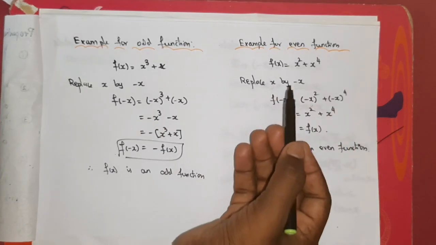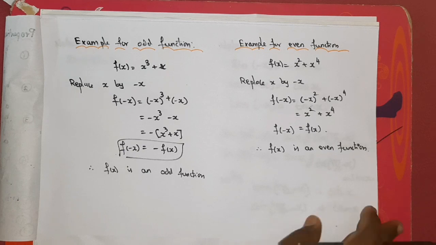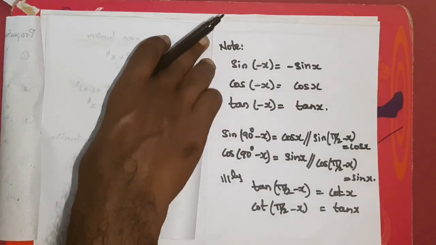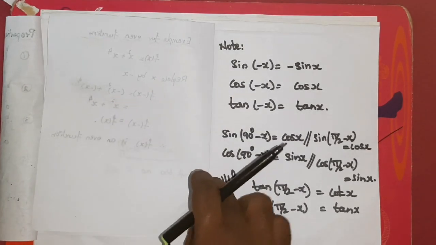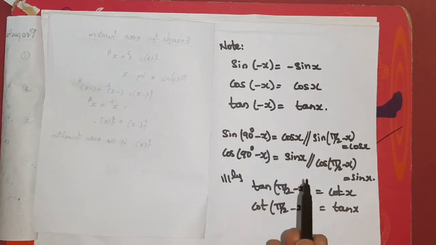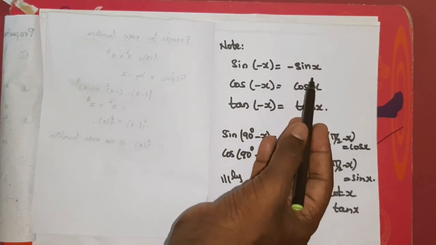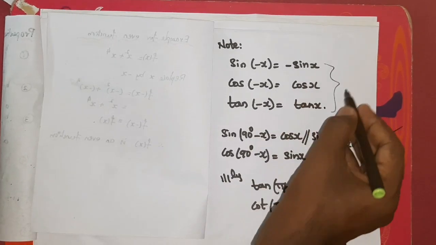So mostly the polynomial type we can easily verify, but for the trigonometric type we need some notes, and that is here. So you can see, right? Sine of minus x is equal to minus sine x. So usually we learn sine x, and in the x place if you replace minus x, it will be equal to minus of sine x. Last year we have learned this property. So these three you must know very well, right?